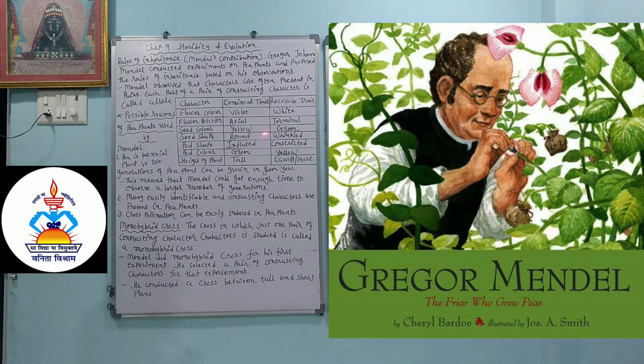Seed shape: dominant is round, and the recessive trait is wrinkled. Pod shape: dominant trait is inflated, recessive trait is constricted. Pod color: dominant character is green, and recessive trait is yellow. Height of the plant, that is tall or short. Generally we will discuss height of plant, tall or short, and we carried out cross pollination, and by this cross pollination Mendel carried out so many observations.